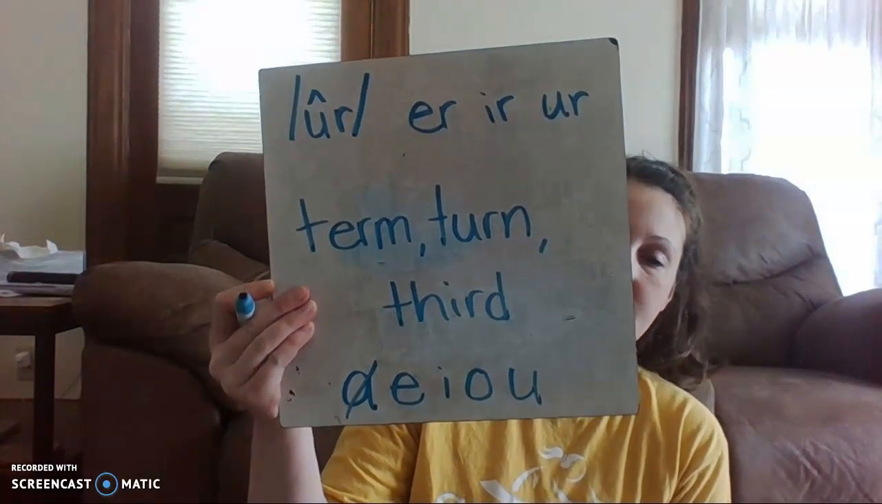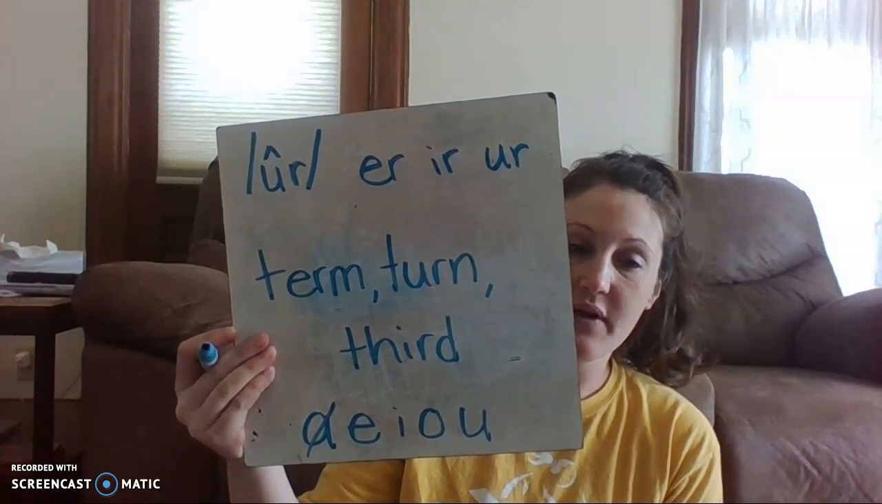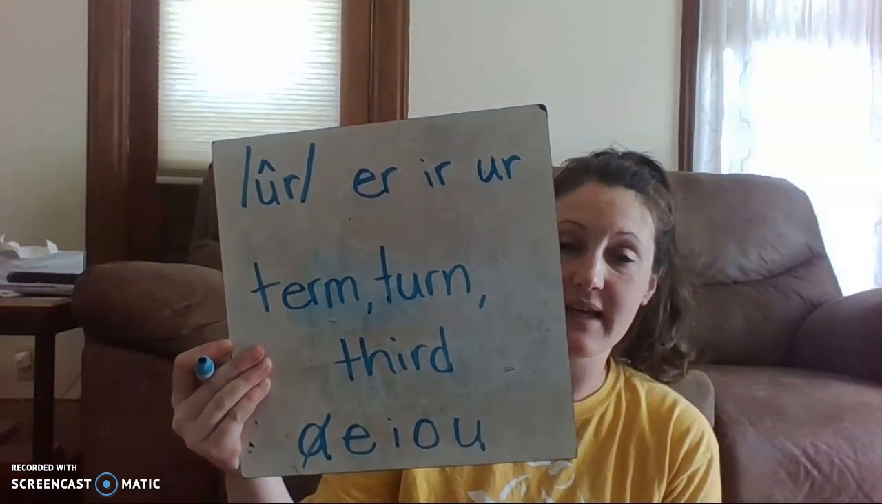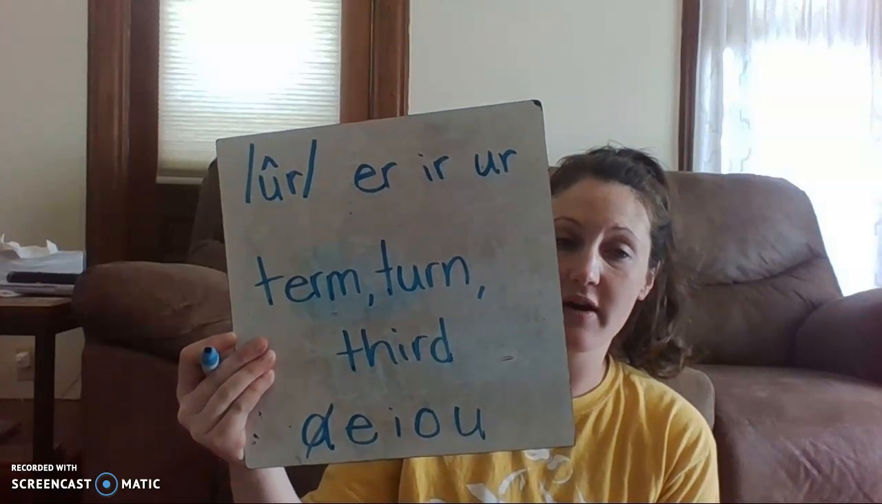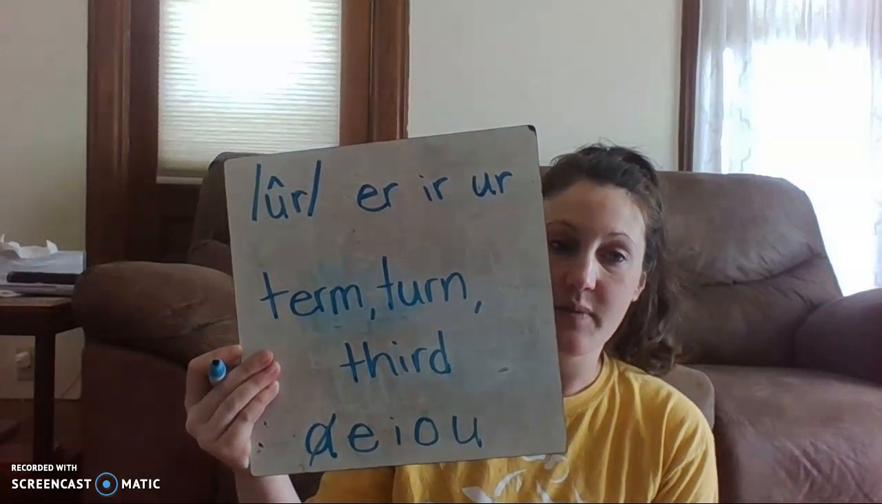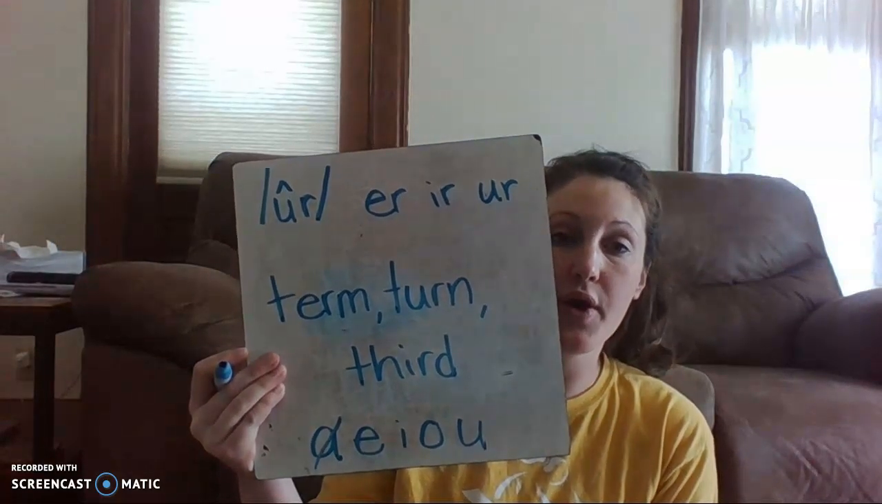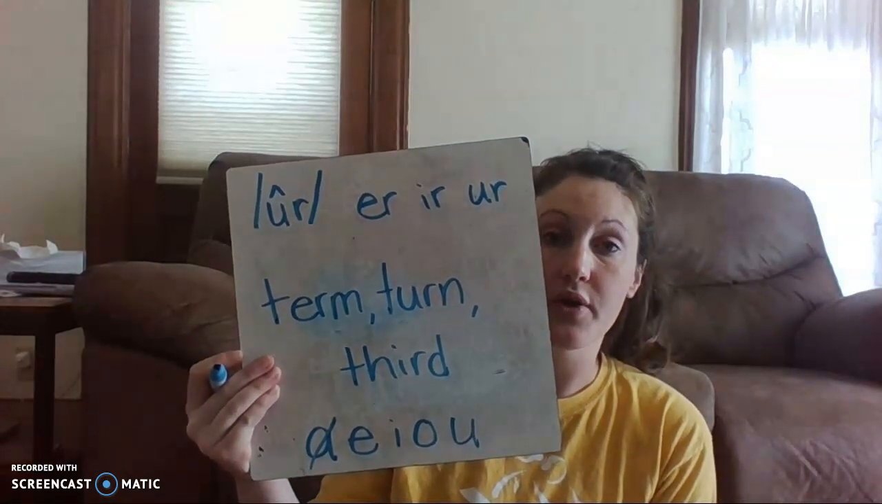All right. I want you to try three more. Here are your next three words. If you notice, you should see the letter R beside a vowel and know that that's going to be R-controlled. All right, the words should be term, turn, and third. You are in third grade.